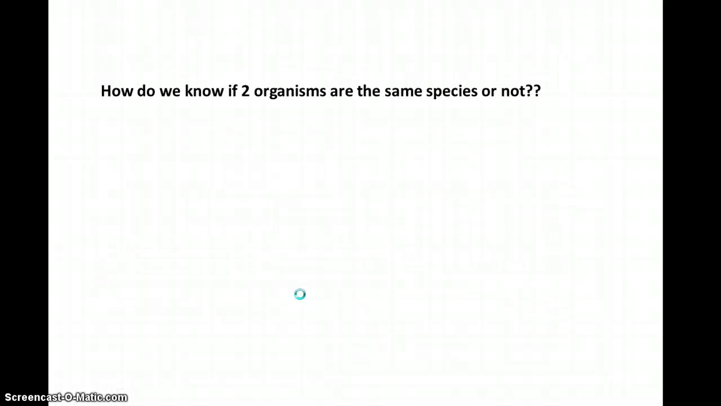So this is something that I should have talked about a little bit earlier: the definition of species. We've been saying species a lot in this unit. How do you know whether two organisms are the same species or not? Well, one thing you may think about is whether they look alike. But that can be deceiving. Think of a caterpillar and a butterfly. They look very, very different, but it's the same species.